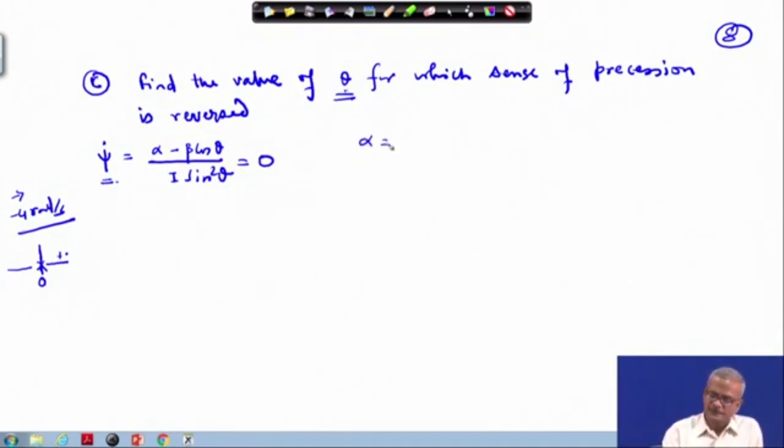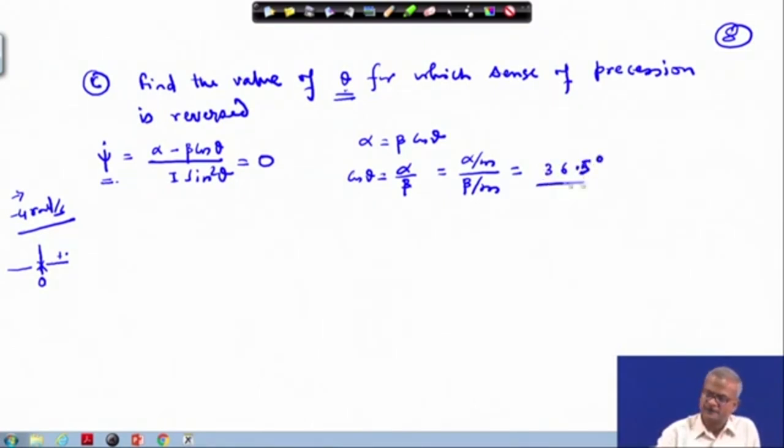So, solving this gives you alpha equal to beta cos theta, and cos theta equal to alpha by beta, which is alpha by m divided by beta by m, and this quantity we have already worked out. So, this gives you the result 36.5 degree. So, at this value of theta the sense of precession will change. Okay, so, this theory we worked out in the last class, and now we have completed a numerical corresponding to this. Okay. So, our objective is finished, that we have worked out the theory also, and based on that theory we have solved this problem.